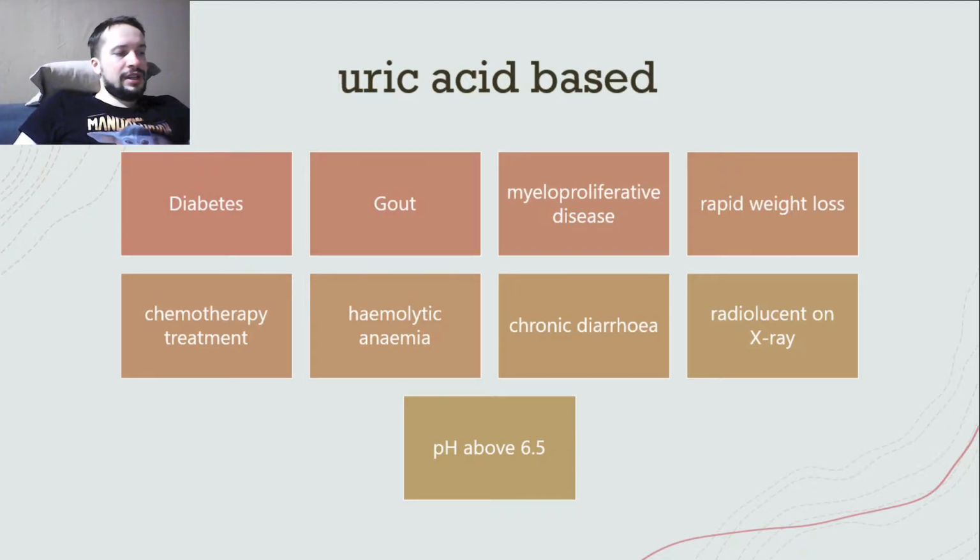Uric acid stones make up less than 5% of all stones. Risk factors for uric acid stones include diabetes, gout, myeloproliferative disease, rapid weight loss, chemotherapy treatment, hemolytic anemia, and chronic diarrhea. These stones are characteristically radiolucent on X-ray and can be dissolved with urinary alkalinization to a pH above 6.5.